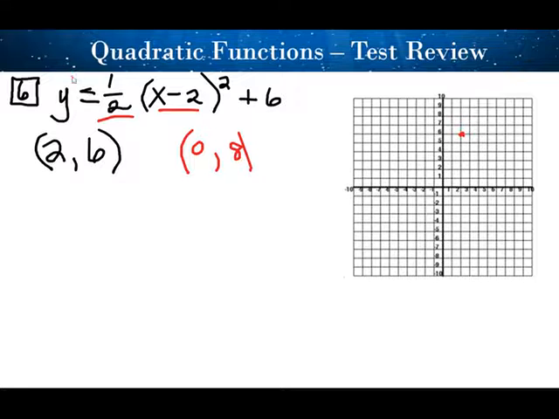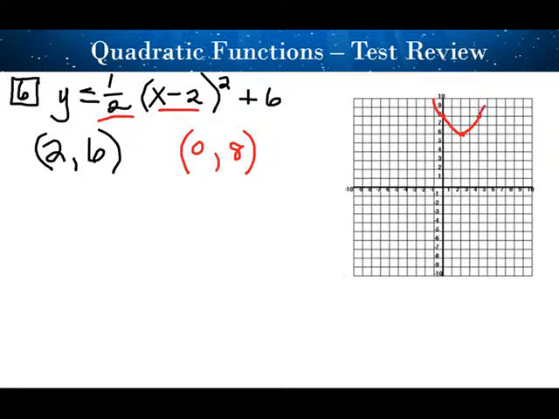So that was right there. And so I've got 0, 8. And I'm going to go reflect that on the other side right there. And I'm going to go ahead and draw that parabola right there.